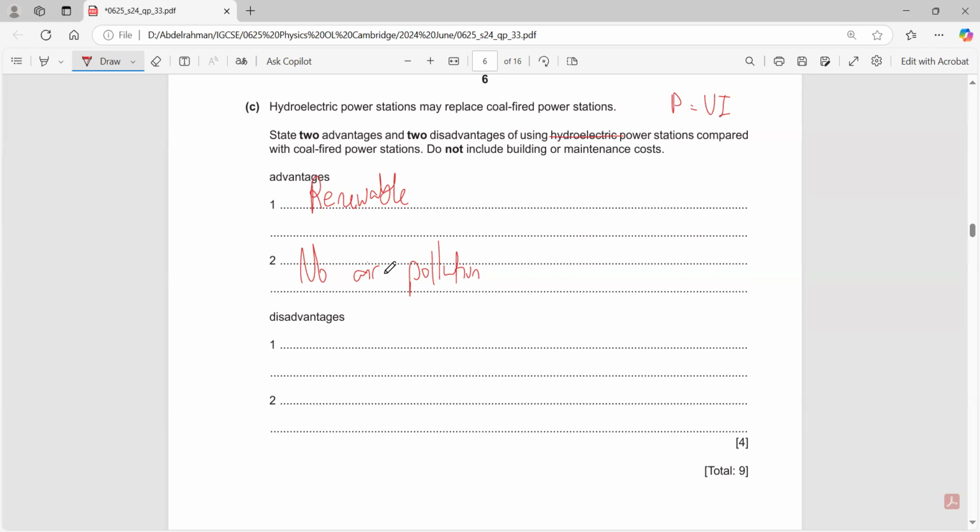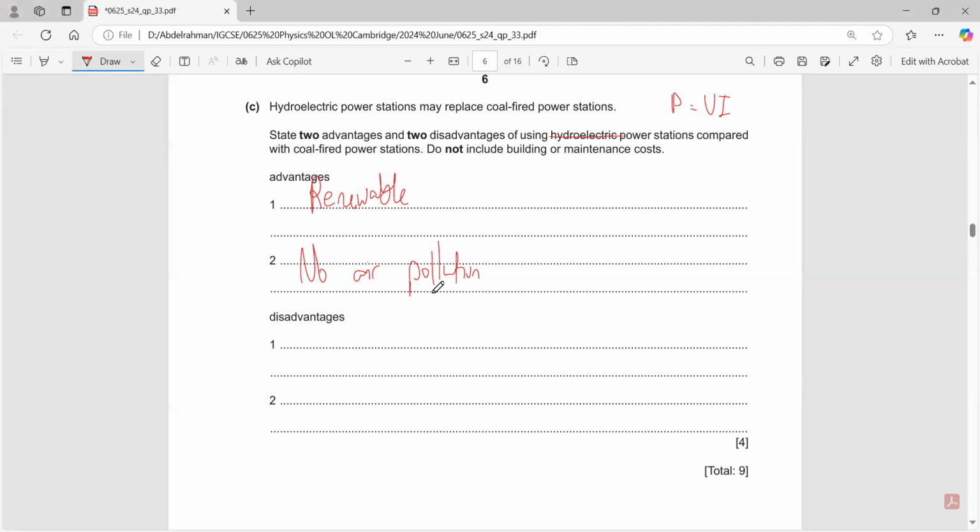Disadvantages. What are some of the disadvantages of the hydroelectric power stations compared to coal-fired power stations? You damage the animal habitats. Yes. What else? It can flood the land behind it. Yes. Not many places that we can build it. Okay, let's write them down.